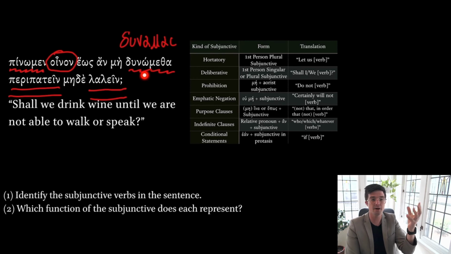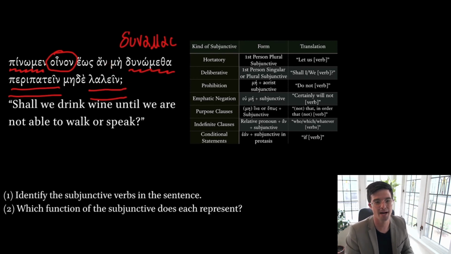And so the last thing to note here is that the answer to this question is, of course, no, we shall not drink wine until we are not able to walk or speak.